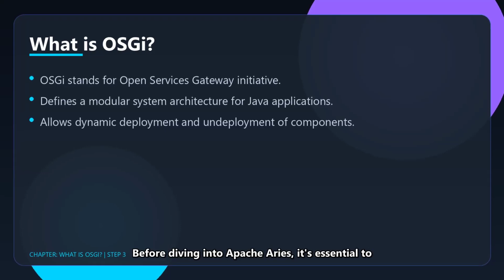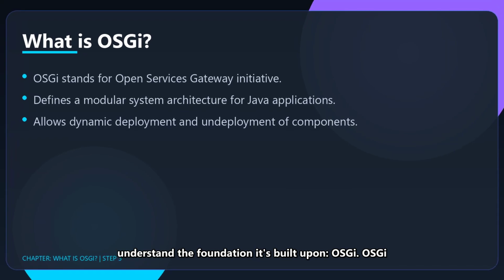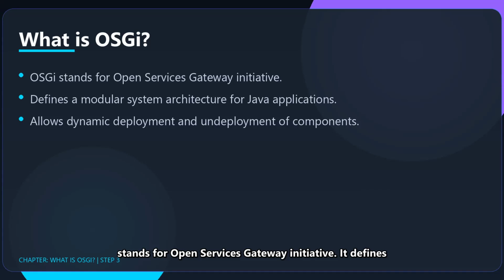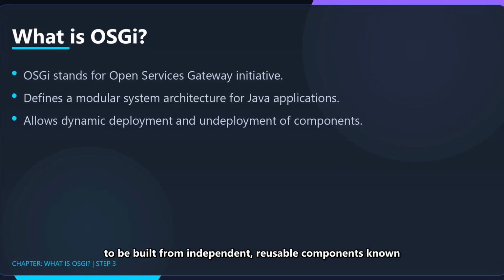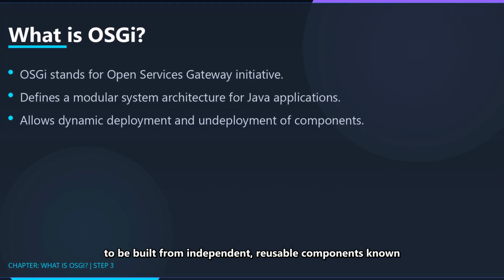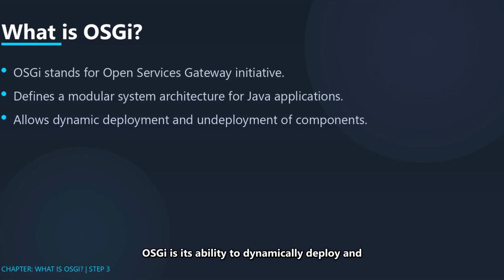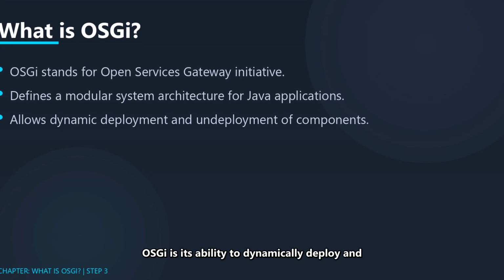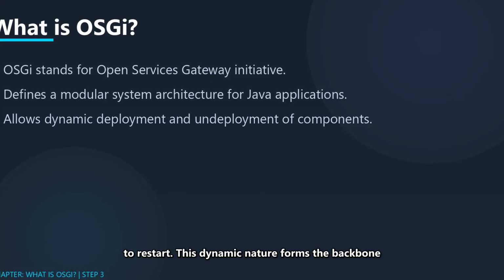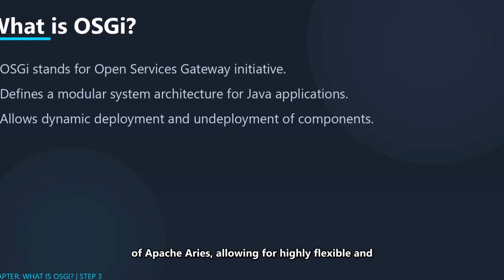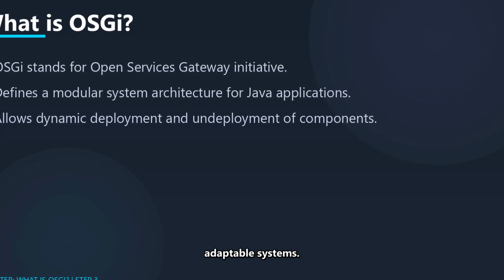Before diving into Apache Aries, it's essential to understand the foundation it's built upon, OSGi. OSGi stands for Open Services Gateway Initiative. It defines a modular system architecture that enables Java applications to be built from independent, reusable components known as bundles. One of the standout features of OSGi is its ability to dynamically deploy and undeploy these bundles without requiring the entire application to restart. This dynamic nature forms the backbone of Apache Aries, allowing for highly flexible and adaptable systems.